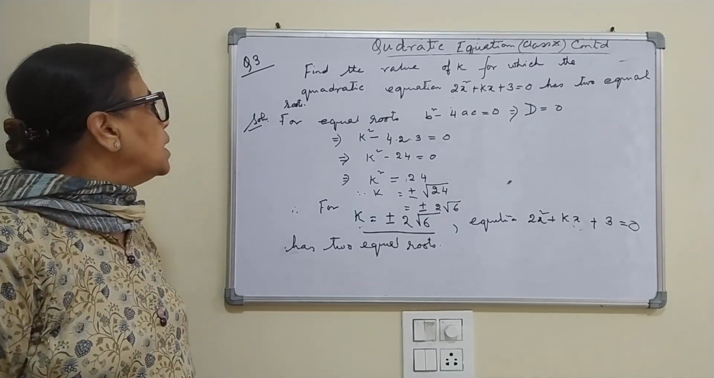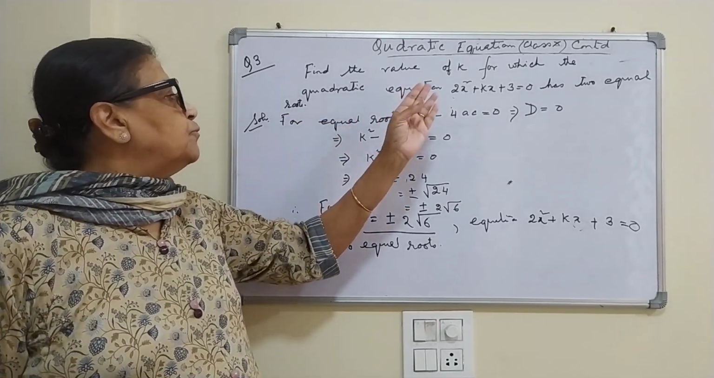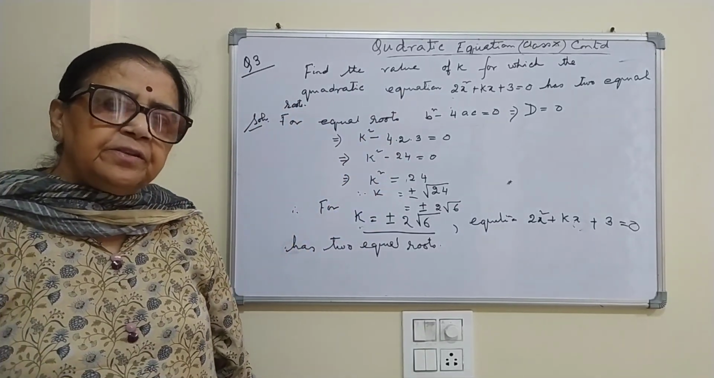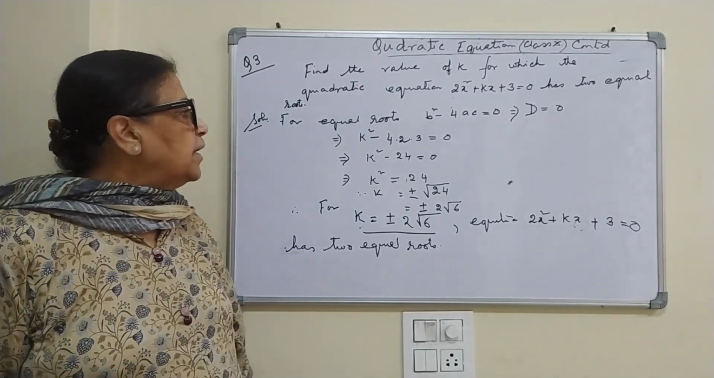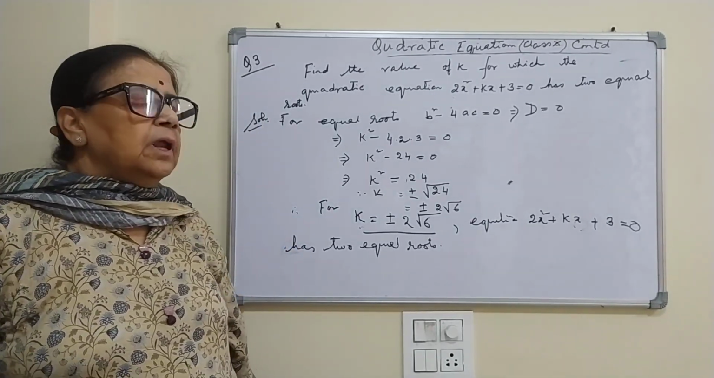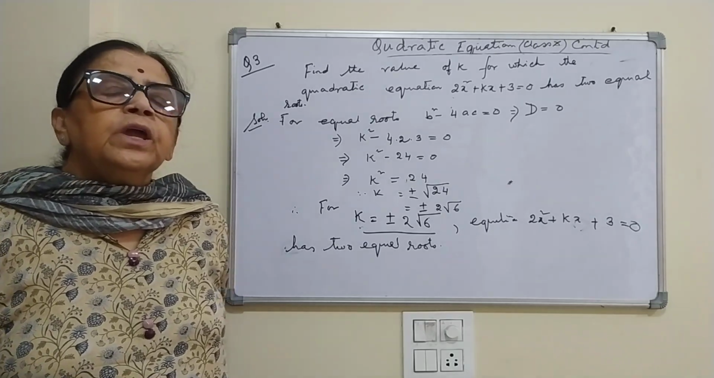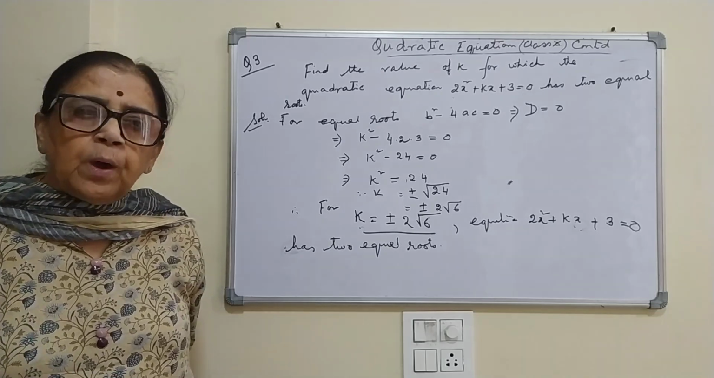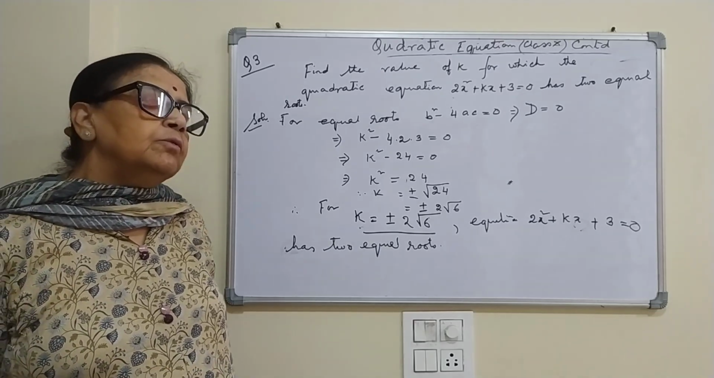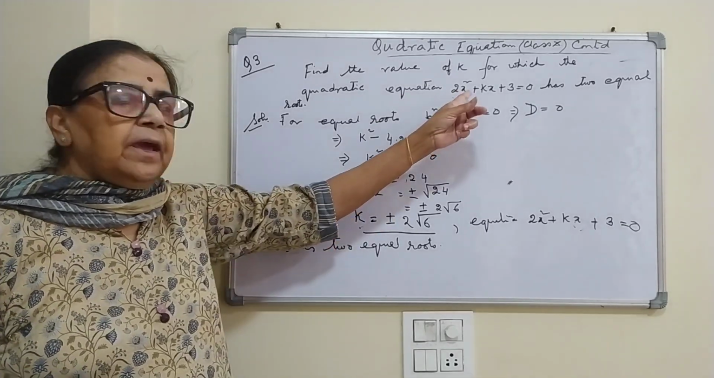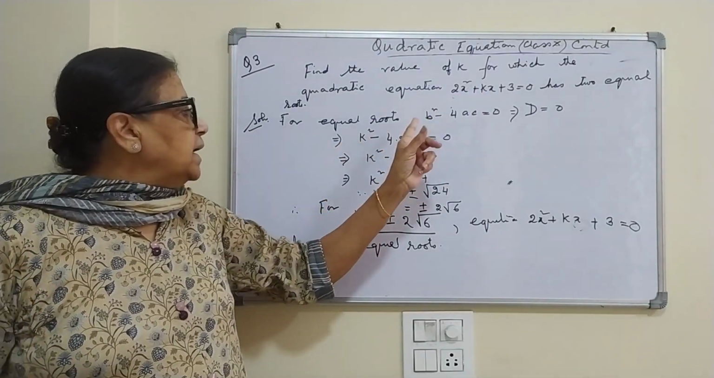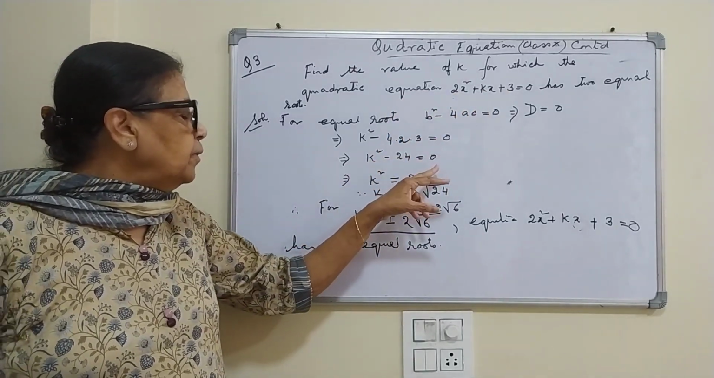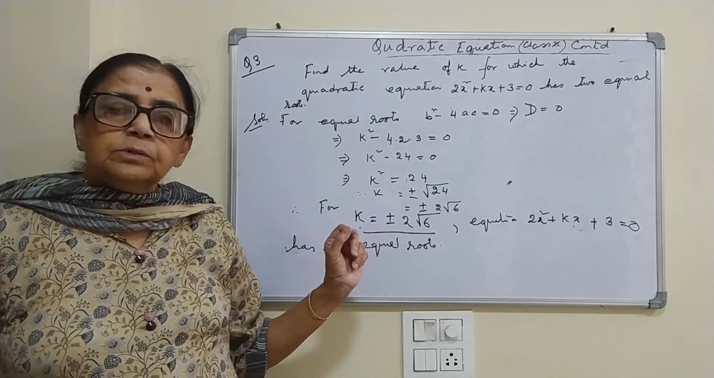Question number 3. Find the value of k for which the quadratic equation 2x square plus kx plus 3 is equal to 0 has equal roots. We know equal roots means discriminant is 0. Discriminant 0 means b square minus 4ac is equal to 0. Here b is k, a is 2 and c is 3. So k square minus 24 is equal to 0.